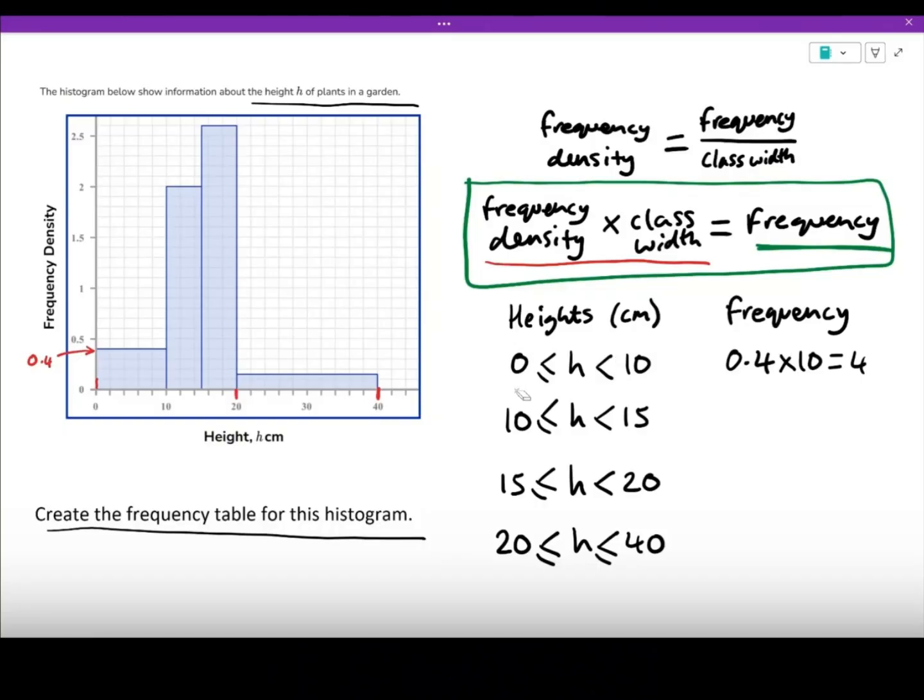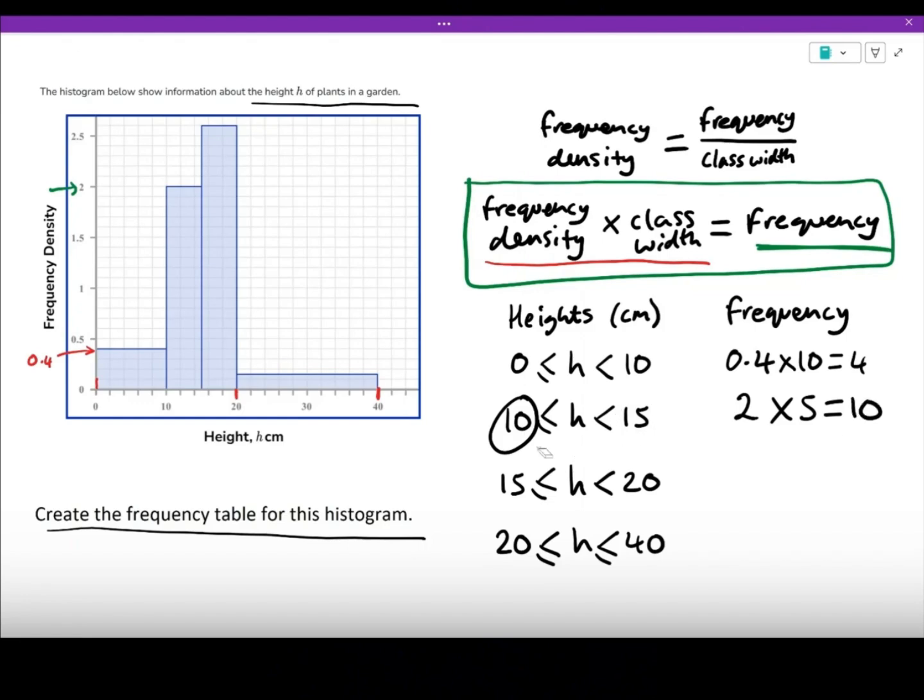Now let's consider my next bar. So my next one is a lot taller. Okay, it goes up to 2 on my frequency density scale. So I'm going to do 2 multiplied by the difference between the 10 and the 15, which is 5. Okay, so that gives me a frequency of 10.